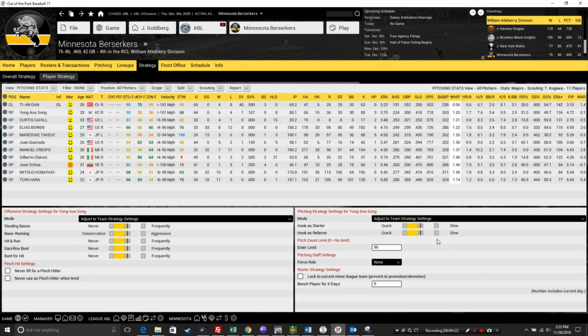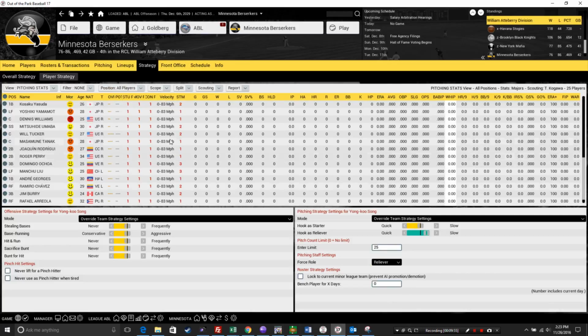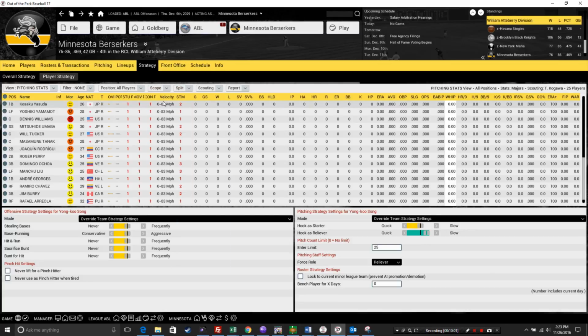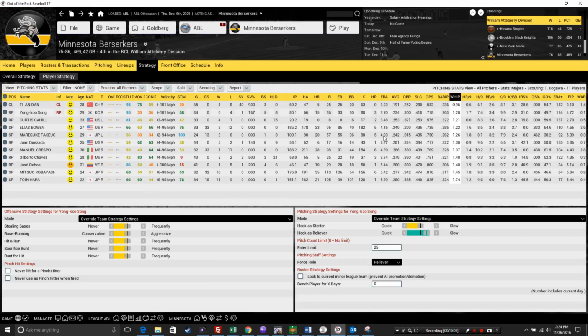Set game strategy, override team strategy, and Song, he has his 90 pitches, which is a little crazy. He's got high stamina. He's a setup man. I'd probably put him at 25. Pretty decent WHIP, so I'd go a little halfway here, and then force his role to reliever. Let's see, just stay on this screen, get the stats back here. And you can see when I force the role, you get these little indicators here. I like to do that for my pitching.